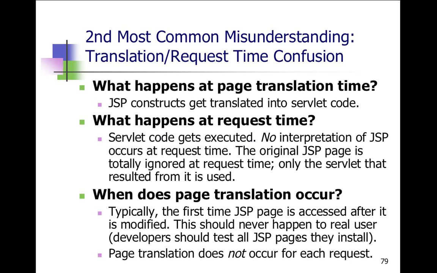What happens at request time? The servlet gets executed. Well, no interpretation of the JSP occurs at that time. The original JSP page is totally ignored at the request time. Only the servlet that results from it is used. So it's kind of like sending a program through source, having it compiled. Once it's out there sitting there, you don't have to look at the source anymore. You're just looking at the executed page that's coming out of the Java, the bean that was created, or the servlet that was created.